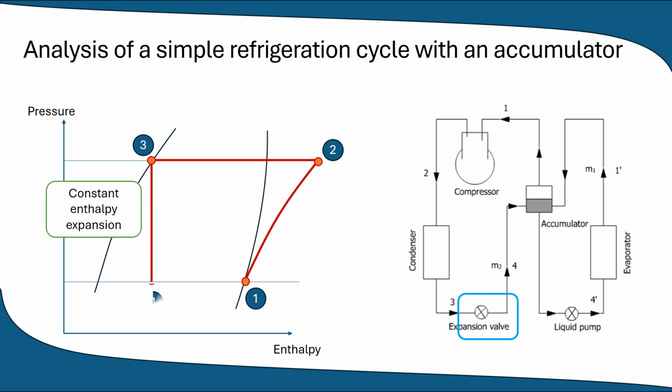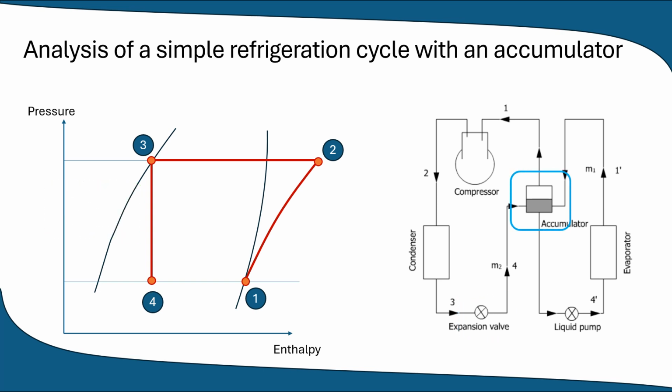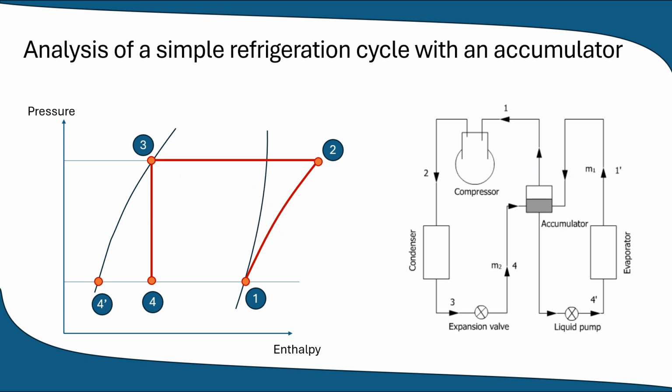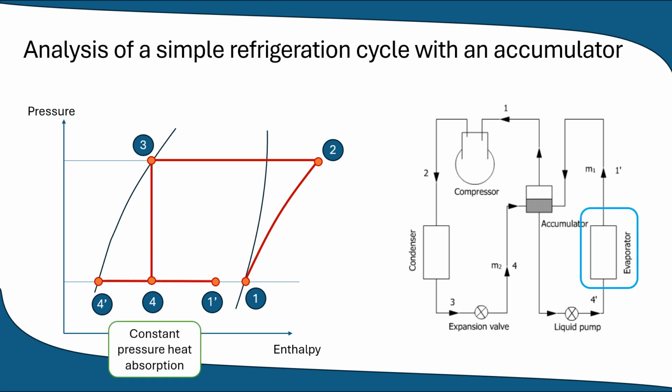Subsequently, liquid refrigerant expands from points 3 to 4 and flows into the accumulator, which also receives vapor from the evaporator. The accumulator separates refrigerant into vapor, point 1, and liquid, point 4 dash. Liquid refrigerant flows from the accumulator to the evaporator, while dry saturated vapor goes to the compressor. From point 4 dash to point 1 dash indicates the constant pressure heat absorption process in the evaporator.